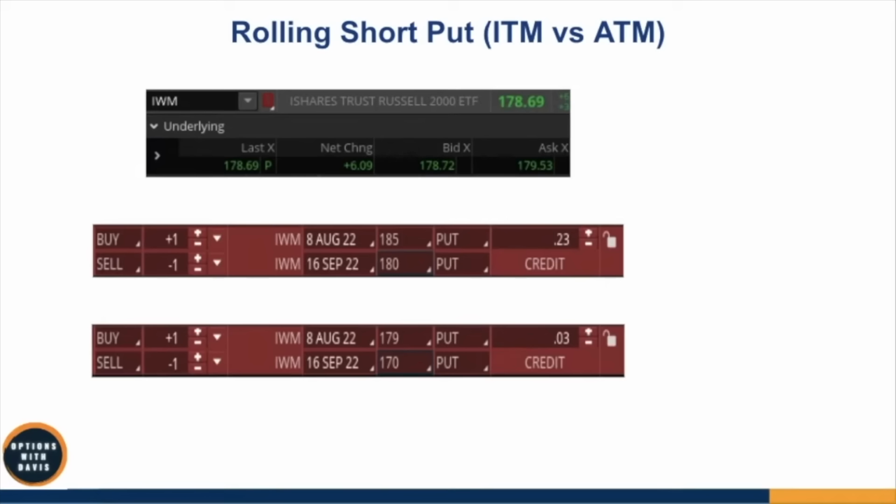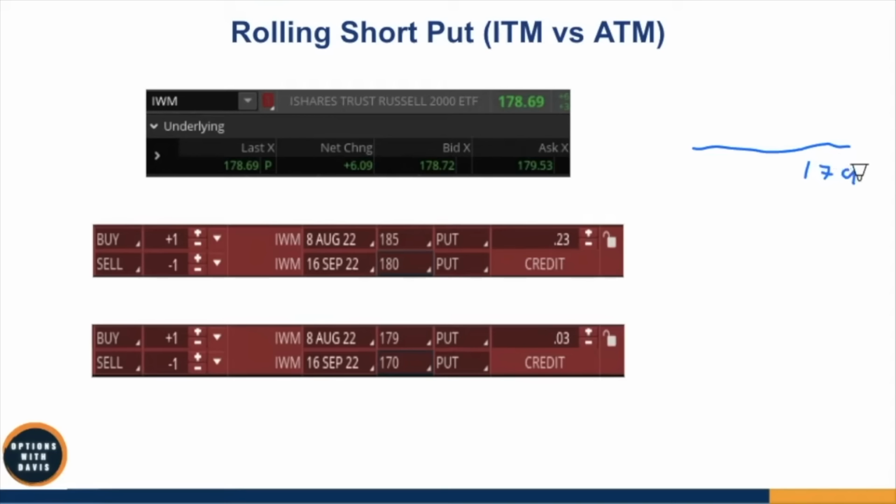All right, so I want to explain to you the difference between rolling a short put when it's in the money versus when it's at the money. This is very important to understand because it is about understanding how you transfer extrinsic value. For this, just take a look at this example. This is IWM. Right now the price is 178.69. Let's just round it up and imagine right now the price is at 179.